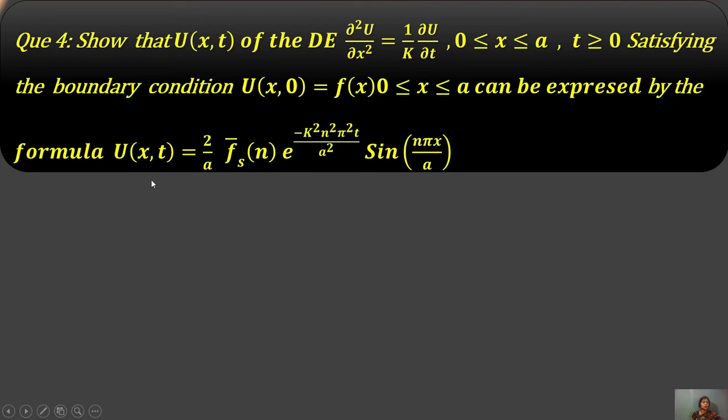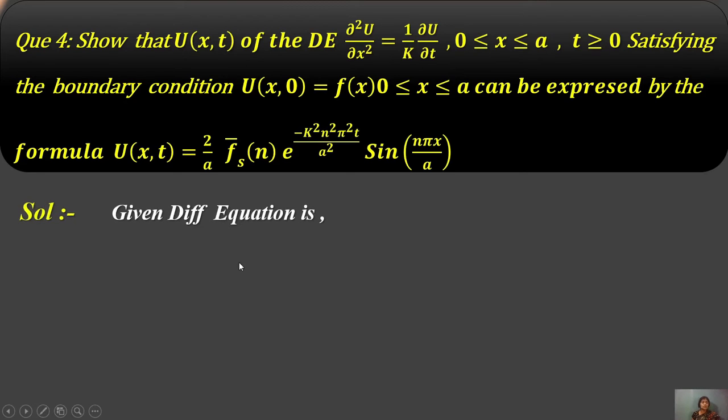This can be expressed by the formula u(x,t) = (2/a) Σ f_s(n) e^(−k n² π² t / a²) sin(nπx/a). All of these conditions will be applied to the form. Okay, what is the solution of this?